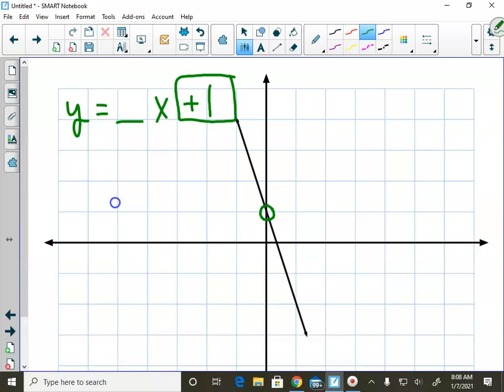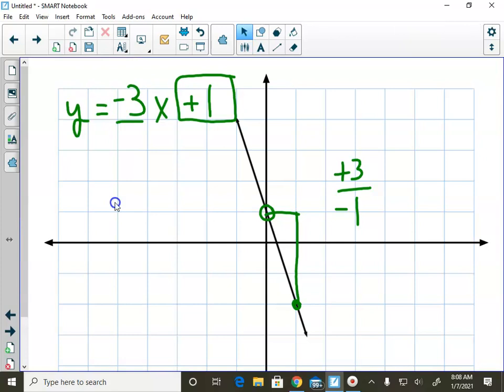And now what we have to do is find the slope. So we have that point. Let's pick another point, maybe this one. And we'll count. We're going to go up 1, 2, 3. So we have a positive 3. We're going to go to the left 1, which is a negative 1. So our slope here is going to be negative 3. That's simple.